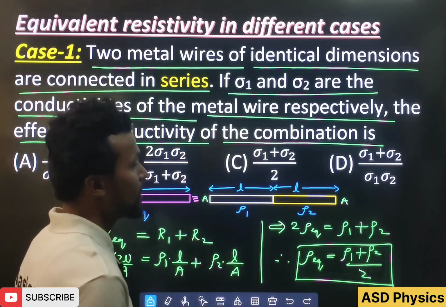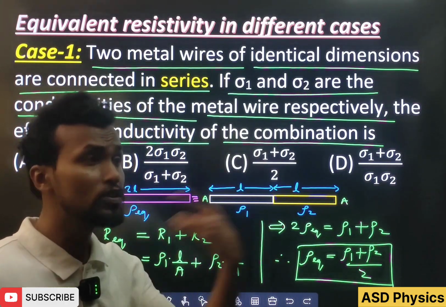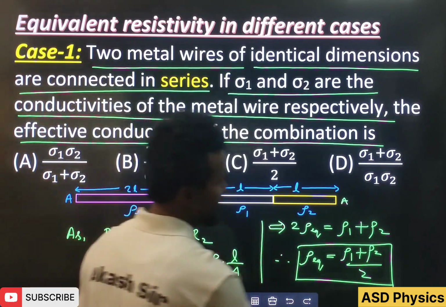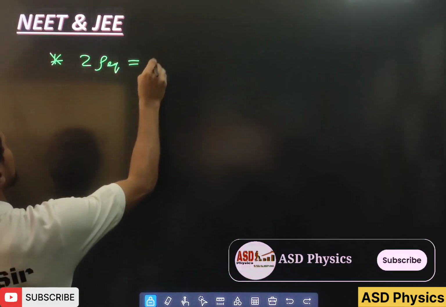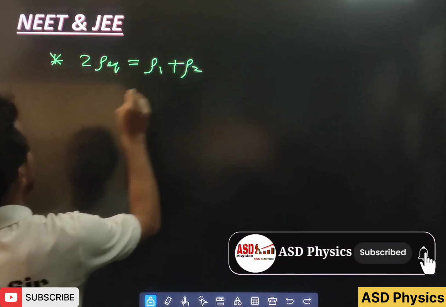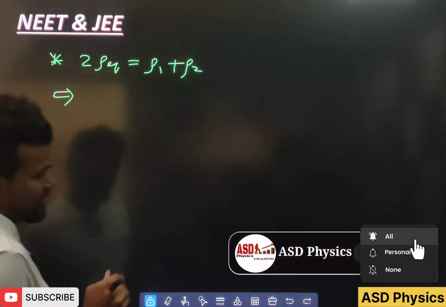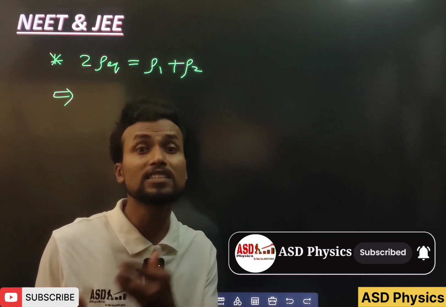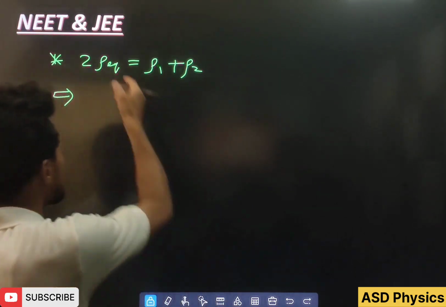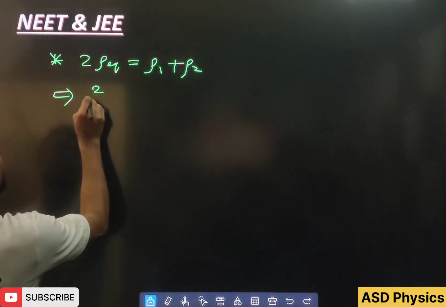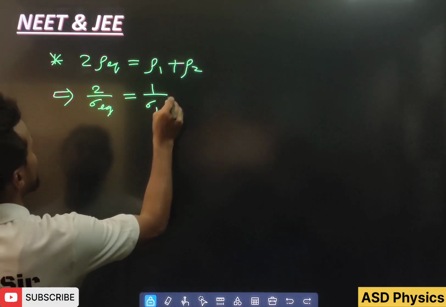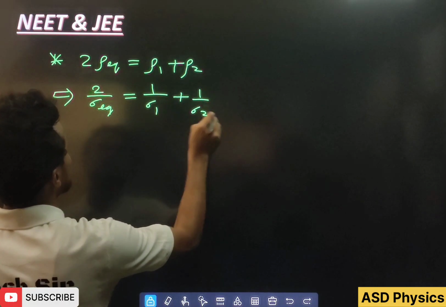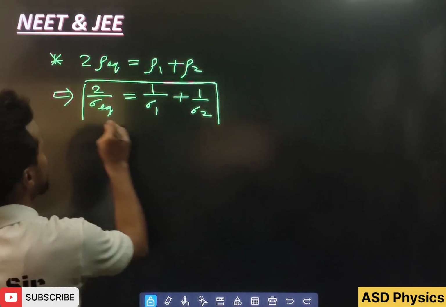Now we are going to convert into conductivity. I will start from here. We can write 2 rho equivalent is equal to rho 1 plus rho 2. You know very well the resistivity and conductivity relation is rho equal to 1 by sigma. So I can write 2 by sigma equivalent is equal to 1 by sigma 1 plus 1 by sigma 2. This is the main formula.